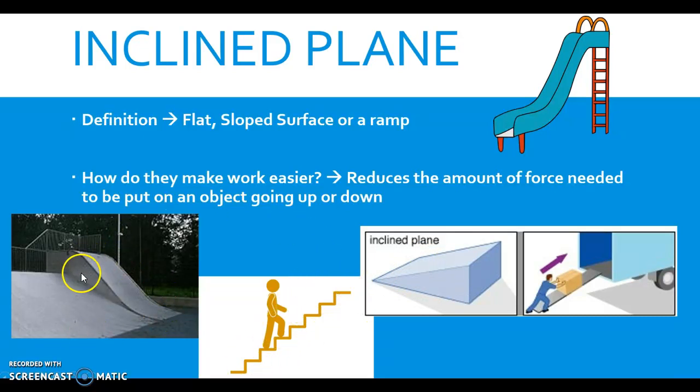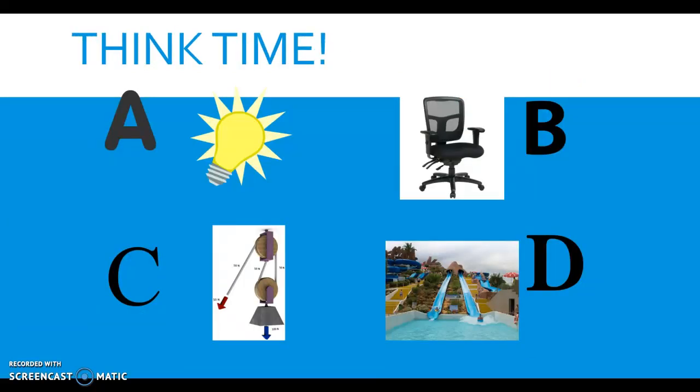Same thing here. We have a ramp at a skate park, an inclined plane, and look here. We have a man pushing a box onto a truck. That inclined plane makes that force easier. He would have to try to pick up this heavy box and get it onto the truck, which would make his work harder. But the inclined plane makes it easier. So again, think time. Which one of these is an inclined plane? Would it be the light bulb, the chair, this contraption, or D?